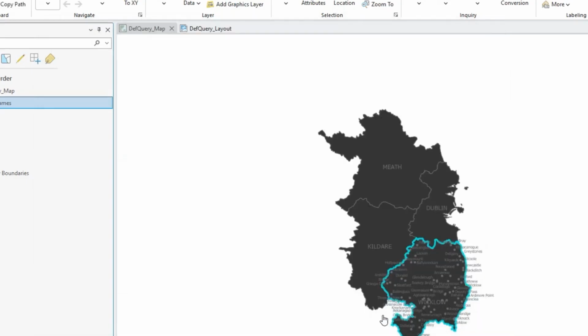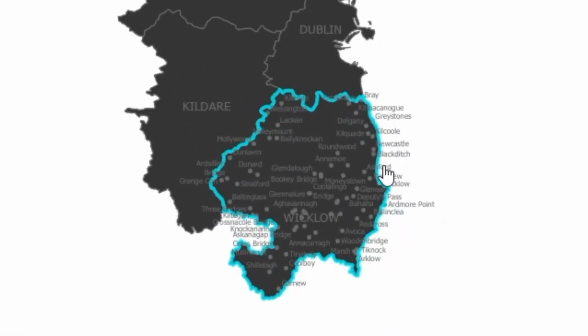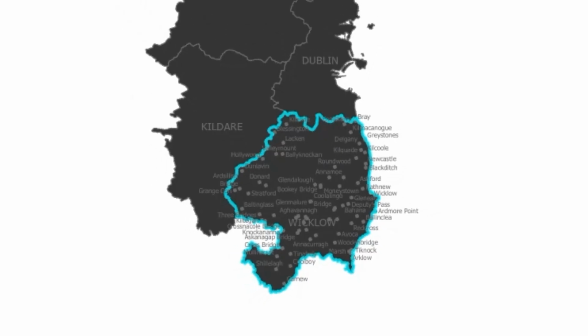Now if I click OK, we can see that the place names have been spatially filtered, or a spatial clause has been added to our definition query to only show the place names that intersect the Wicklow boundary. But let's take a look at how that looks in the back end of things.